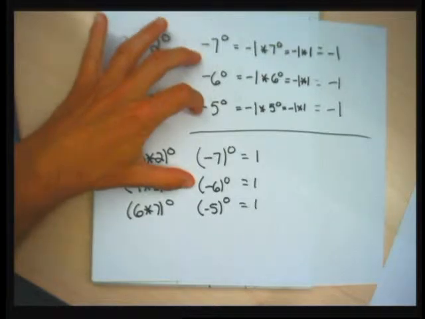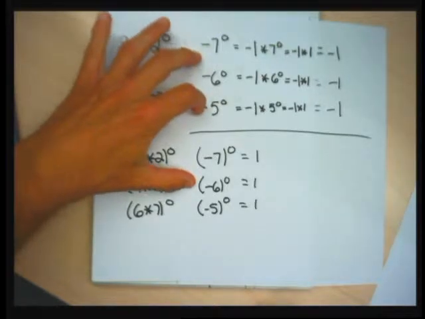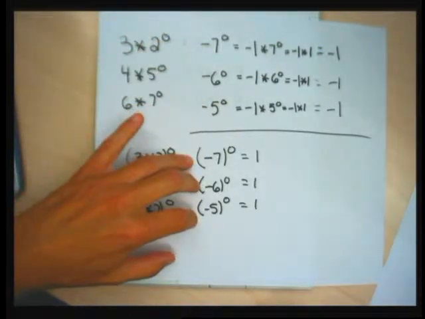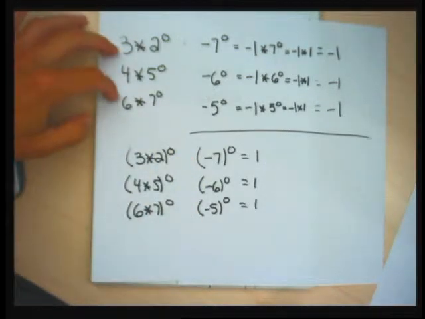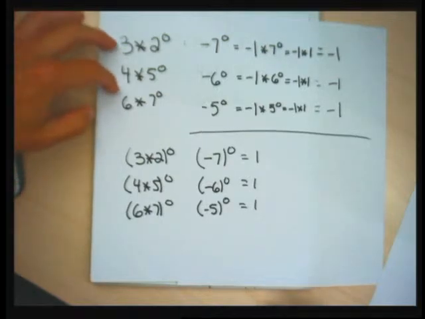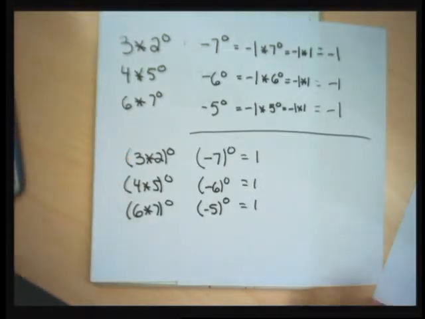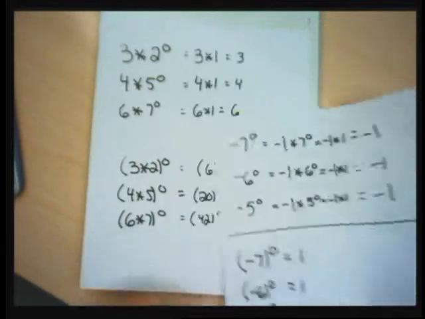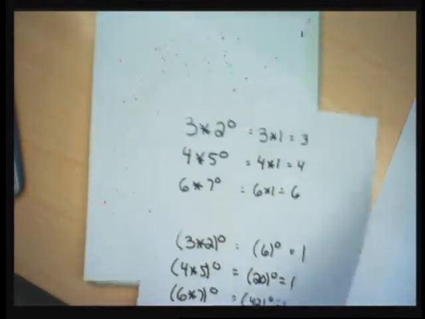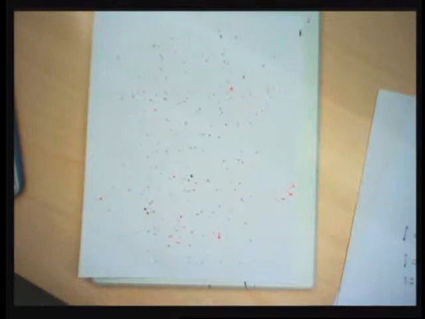Negatives in front of a parentheses is probably going to reduce to -1. Negative inside a parentheses is going to reduce to 1. If we have multiplication without parentheses, it's probably not going to reduce to 1. Multiplication inside a parentheses with a 0 exponent is going to be 1. So that's kind of the beginning of section 4.2.